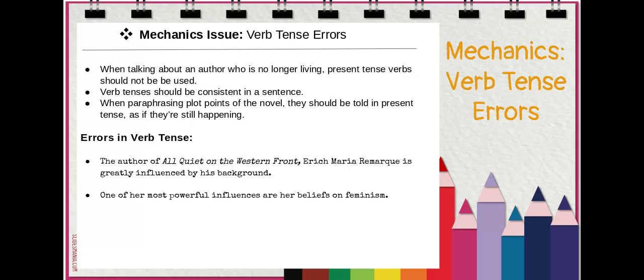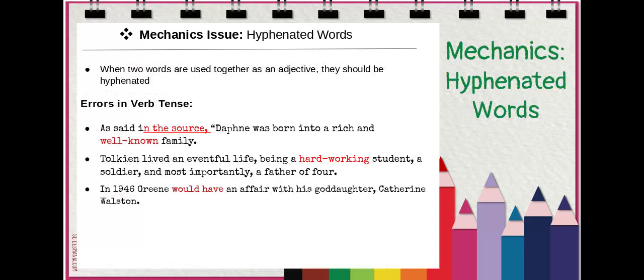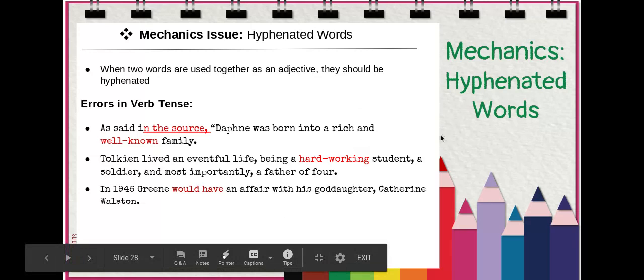So here's some errors in verb tense. The author of All Quiet on the Western Front, Erich Maria Remarque, is greatly influenced by his background. So he is no longer with us, so we need a past tense verb here. Hyphenated words. We need to make sure that when we have two adjectives together, two words together used as an adjective, they are hyphenated, such as well-known, hardworking.